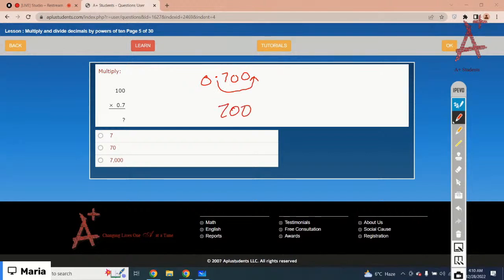It would be then 700. Got it? Oh, just one place. Sorry, you already have one. 0.7, you already have one, you have to add a zero. So from here to here, it would be then 70. Got it? So the correct option is 70.